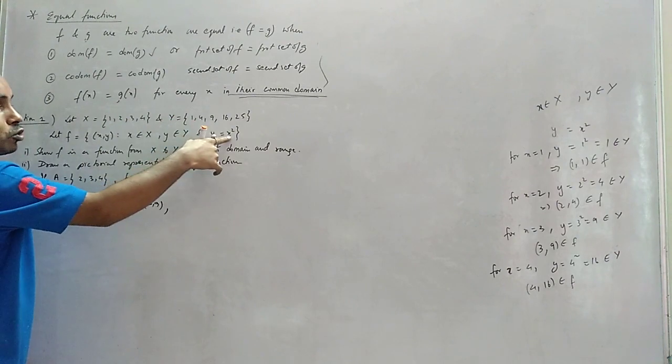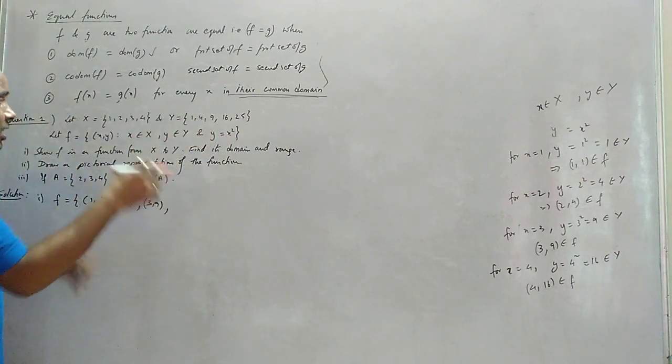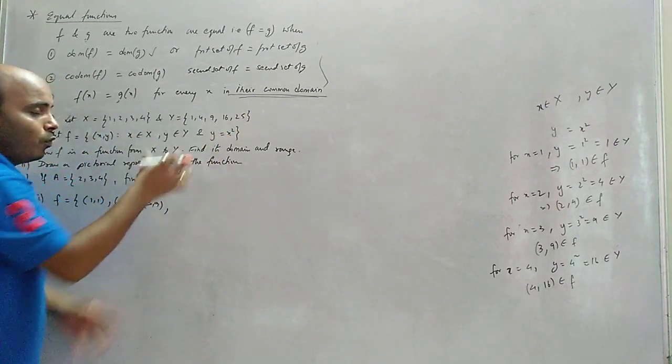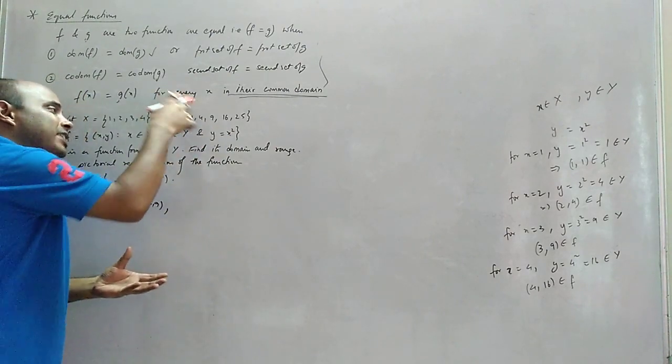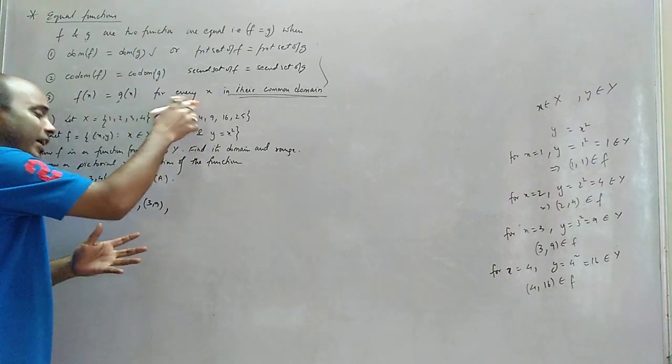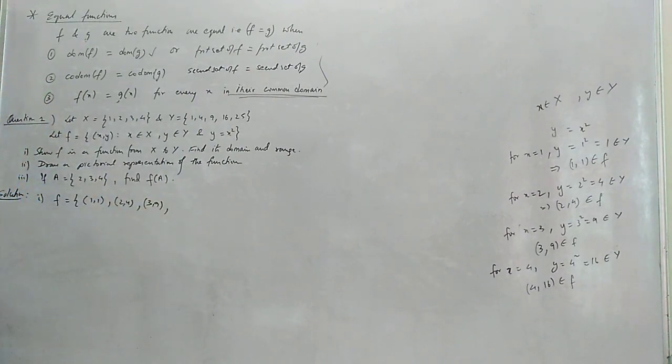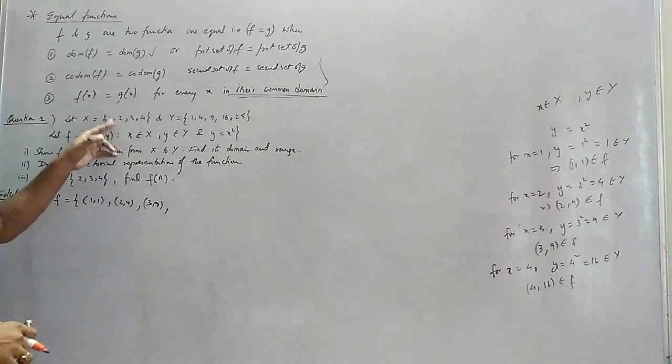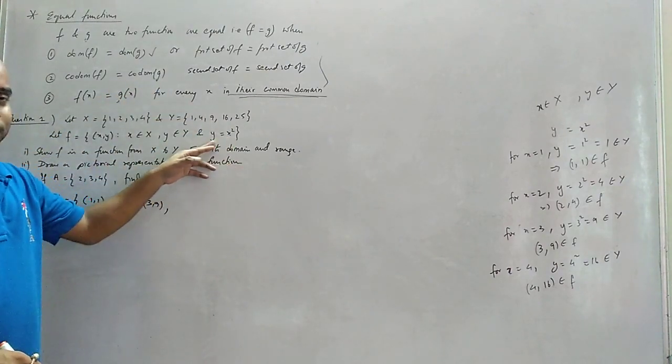Again 4, substitute 4 square 16. So you just have to see after substituting these values here, whatever you are getting, that value is inside y or not. If it is not inside y, then that ordered pair we cannot write. Only that much you need to see. You understand what I'm saying? So from here, you substitute the value here in the condition.